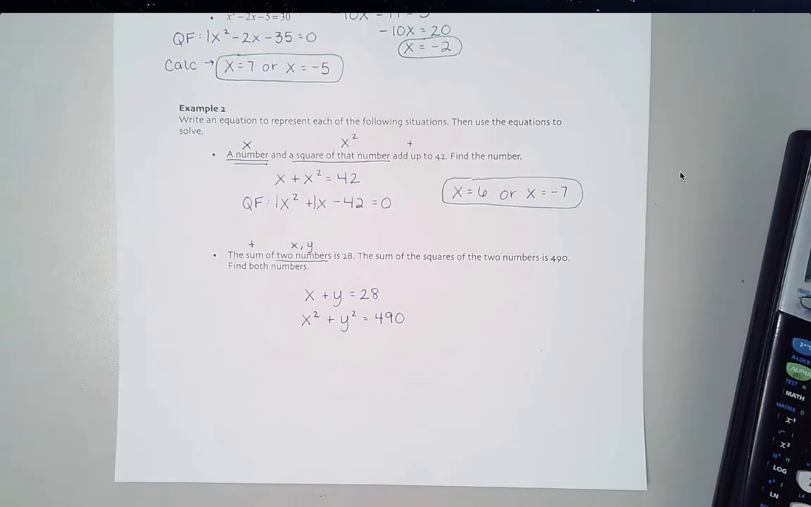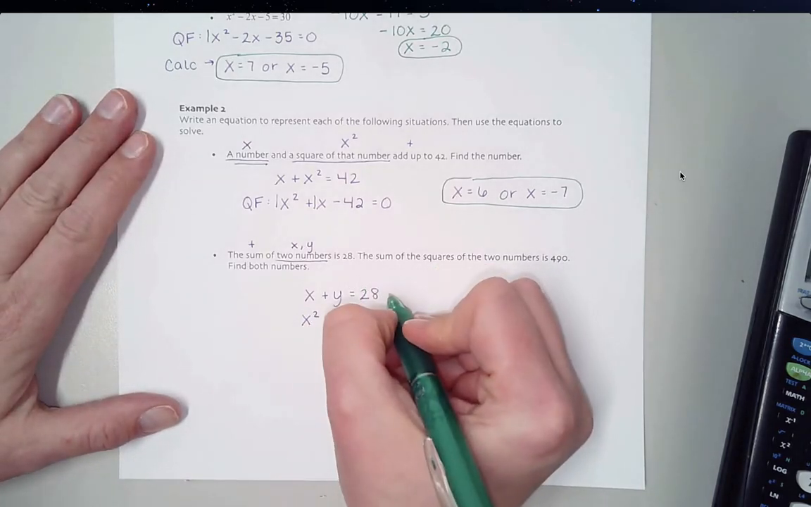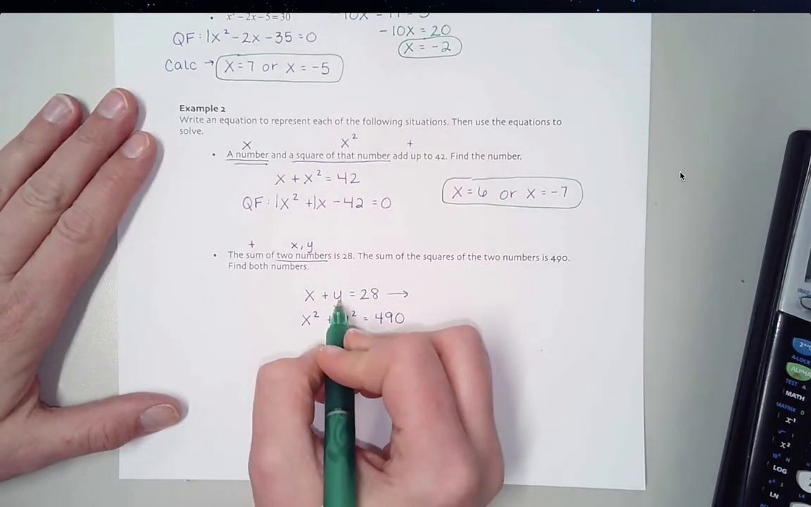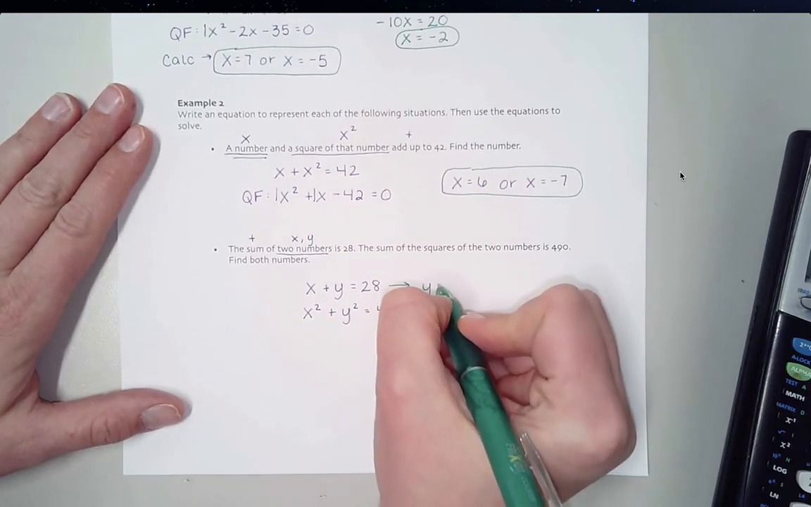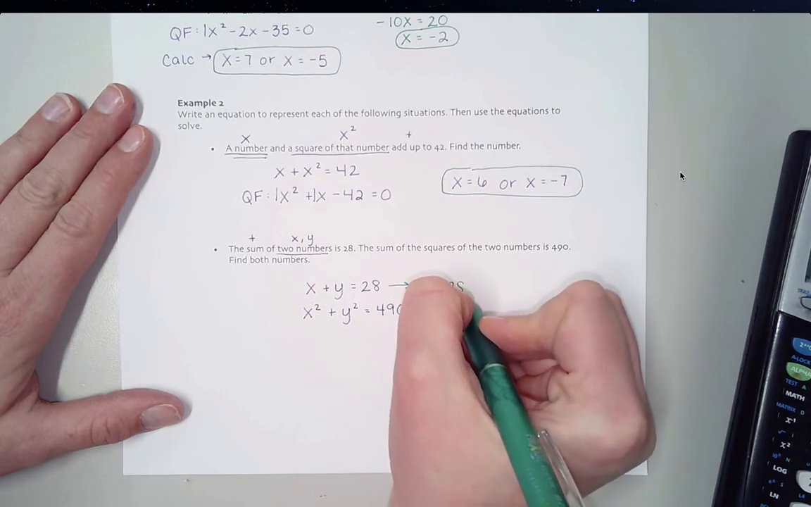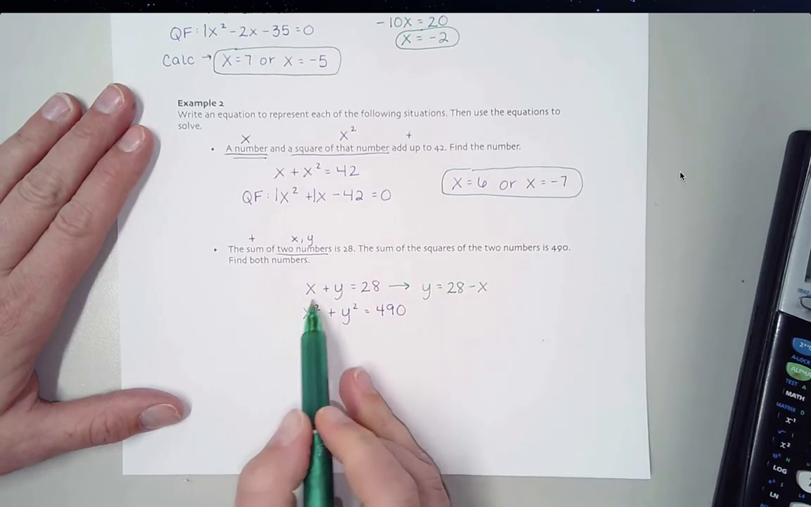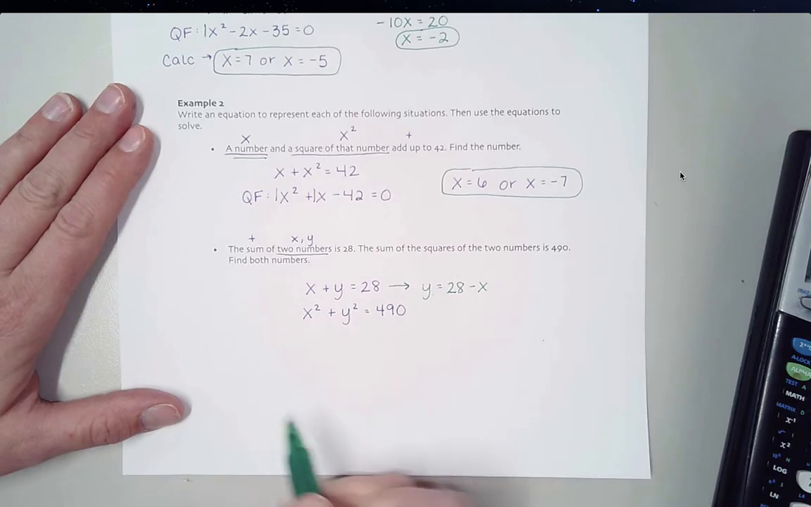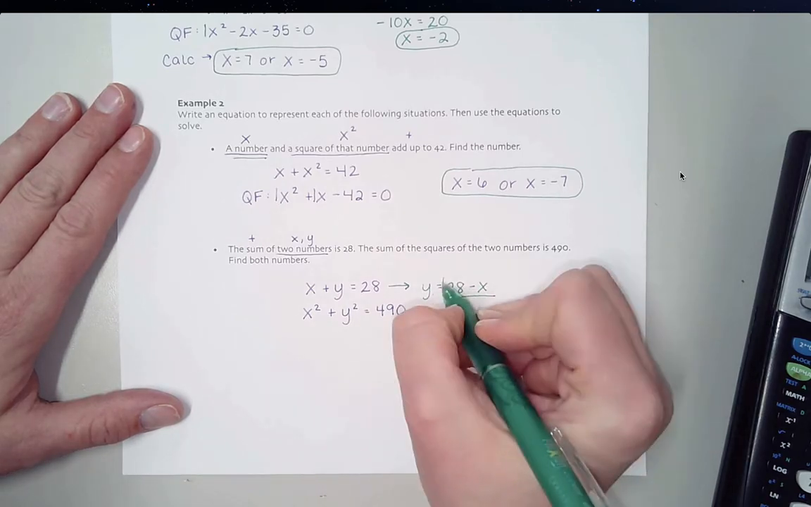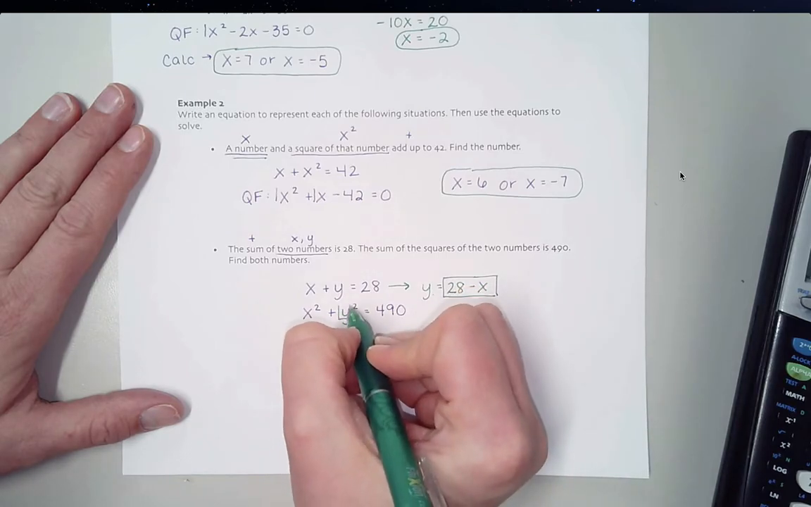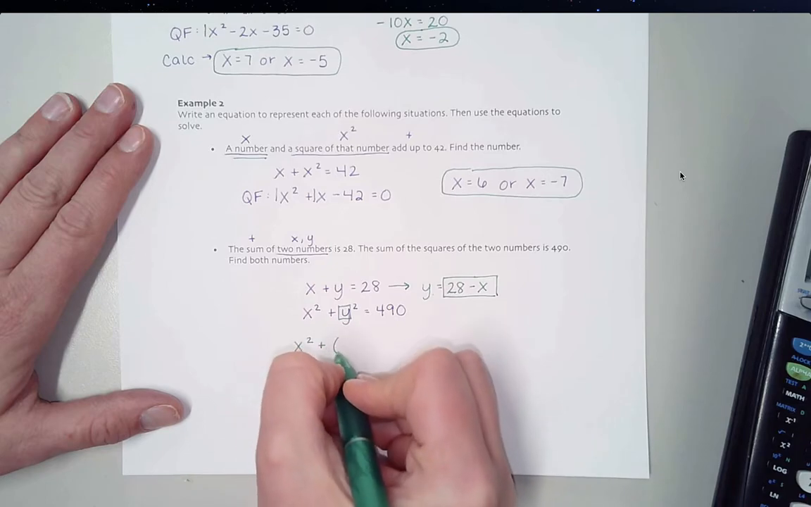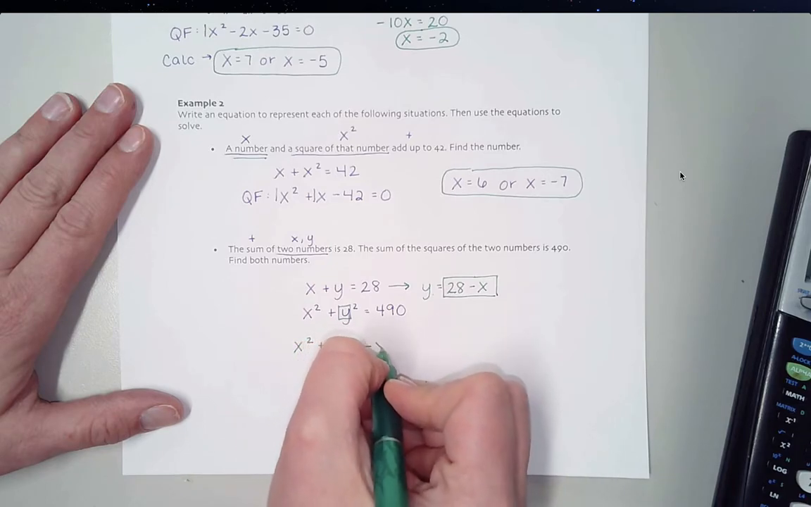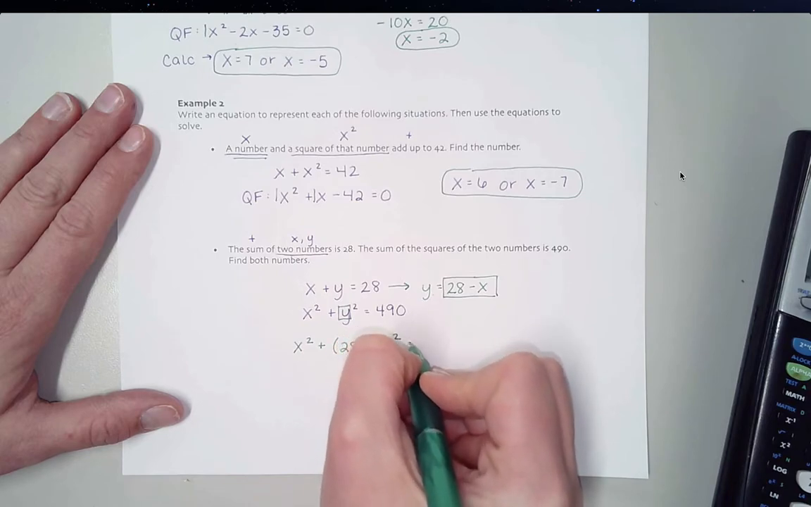Well, I think the easiest way to solve something like this is going to be with substitution. So what I'm going to do is take this top equation and rewrite it so that one of the letters is by itself. It really doesn't matter which one. I'll go with y because I feel like that's what we use most often. So if I move the x over, I get this relationship, y equals 28 minus x. And then I'm going to take that value and plug it in right here for y. So now I have this equation to work with: x squared plus (28 minus x) squared equals 490.